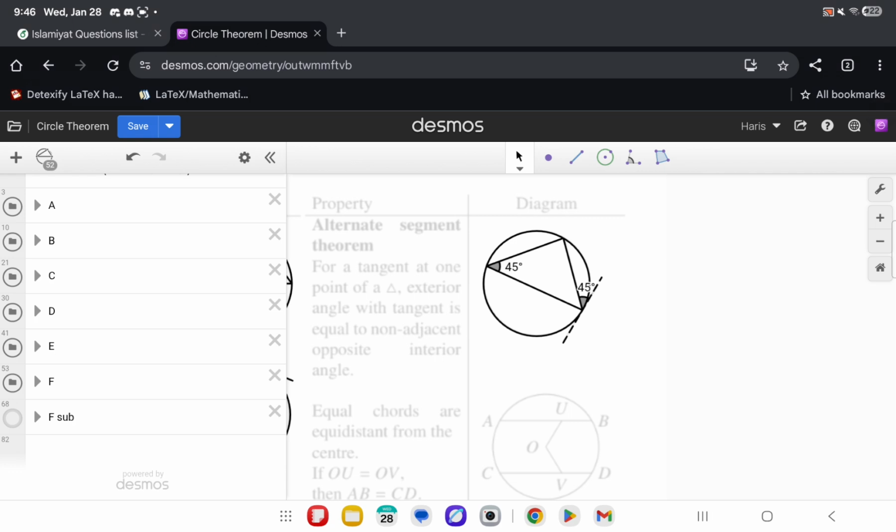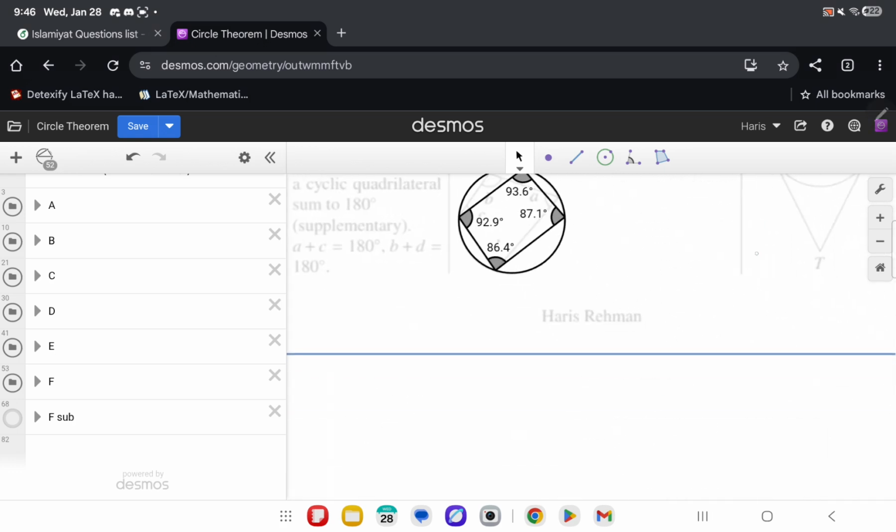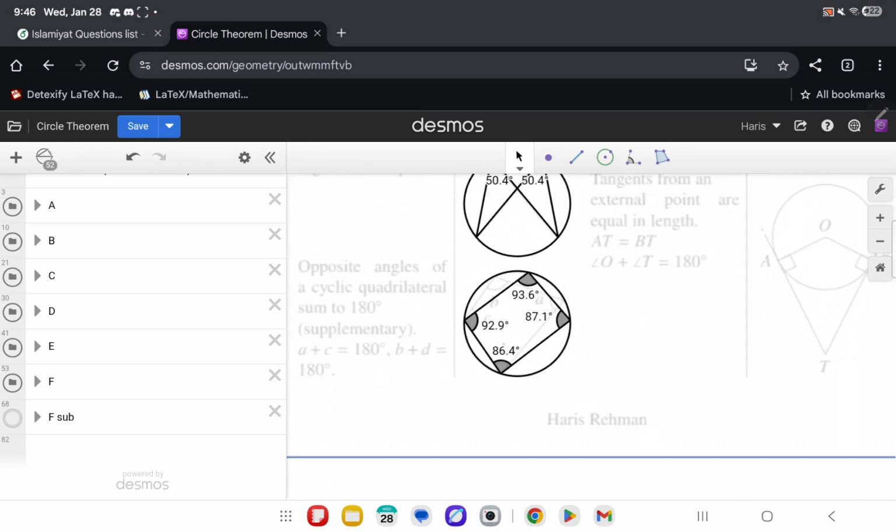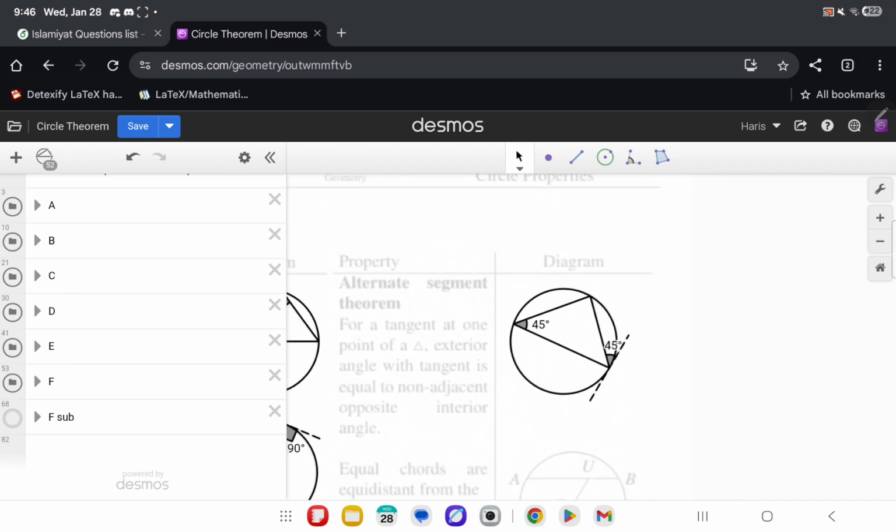This is like another practice thing. Practice makes perfect, like the quadrilateral one. Well, you'll get used to it soon enough.